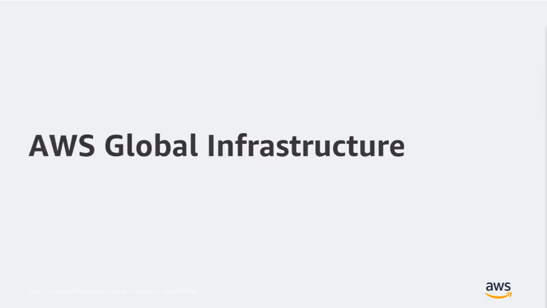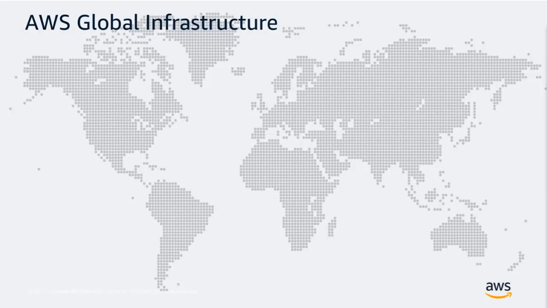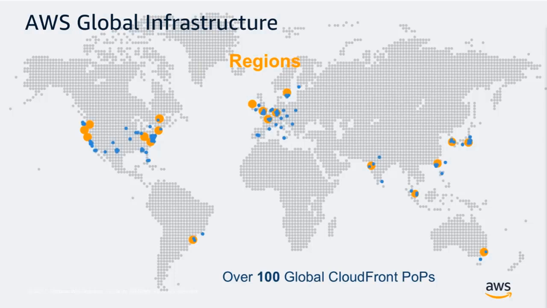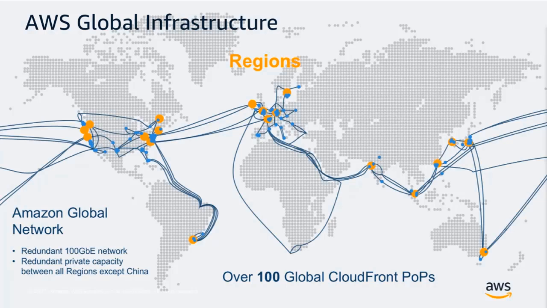So with that in mind, let's take a quick look at our global infrastructure. At AWS, we have regions, availability zones, and data centers. These are our regions. Currently, we have 18 regions, and within each of those regions, we have 2 or more availability zones. And then within those availability zones, we have 1 or more data centers. In addition to those regions, availability zones, and data centers, we also have over 100 global points of presence. These points of presence enable services like S3 transfer, Route 53, and CloudFront. Connecting our regions is a redundant, private capacity 100 gigabit network.